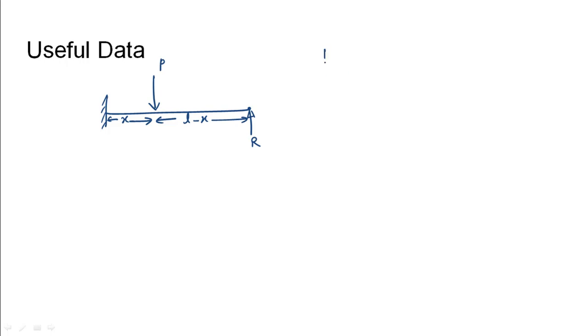So trying to find the deflection, we visualize the beam to bend in this manner, assuming the load is acting at distance x from the fixed end. It is known that in a cantilever the deflection at a distance x from the fixed end is given by Px cube by 3EI. So this will be the deflection at this place. Let us call it delta 1.